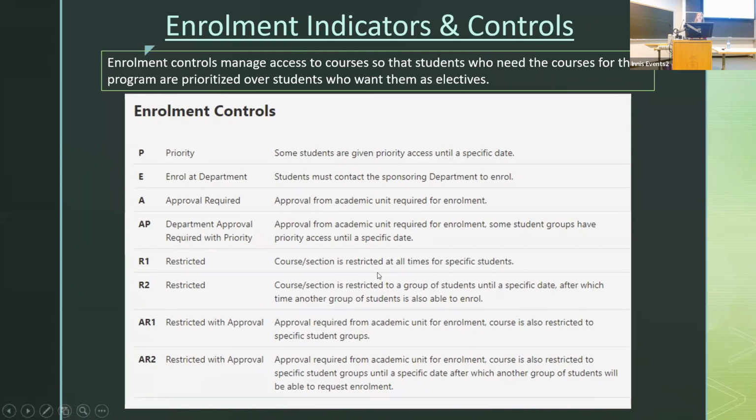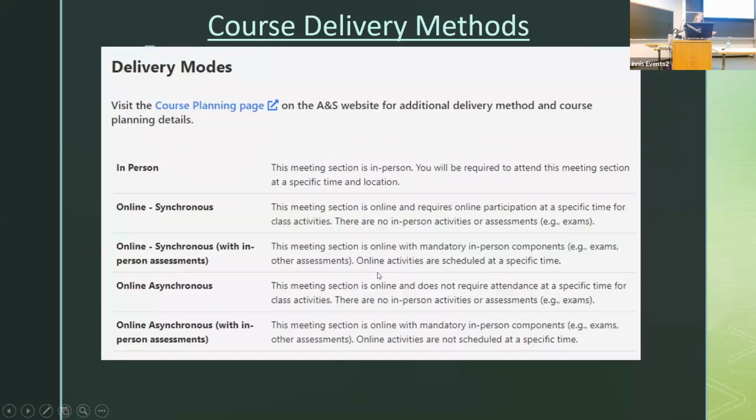Okay, delivery modes. Most courses, this is an in-person university. We're trying to get back to completely in person, but there are still some online courses that are available. You can do an advanced search in the timetable builder, and you can look for courses that are just online. Online synchronous means you have to log in at the same time, or the course has a specific meeting time, but you know it's online. Online synchronous may also have in-person assessments. So if you're elsewhere in the country or the world, you still would need to be on campus for in-person.